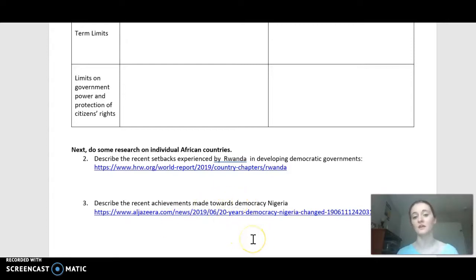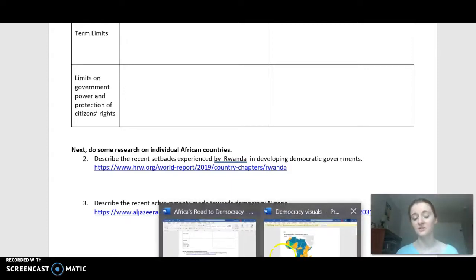So these are good things made towards democracy in Nigeria. Now, Nigeria is not a country that we've talked about. Usually we do, but because of distance learning, we have to cut that out. But it's still not a bad idea to take a look at what is occurring in Nigeria.